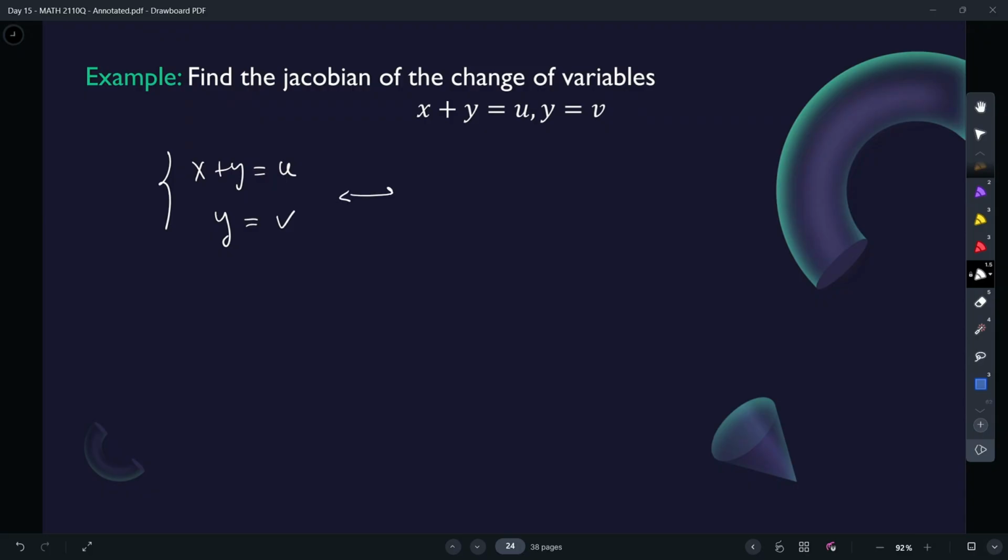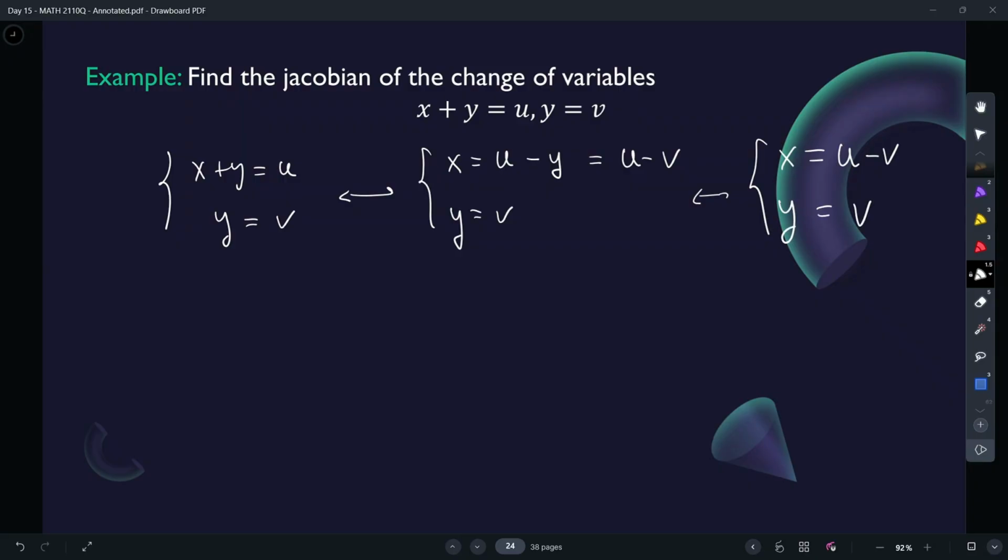So I want to solve for x and y in terms of u and v. I already have y in terms of u and v, and then x will be u minus y, which is v, so it's u minus v. So the functions that I'm going to be using to take derivatives of are x is u minus v and y is v. Those are the ones I have to take derivatives of.